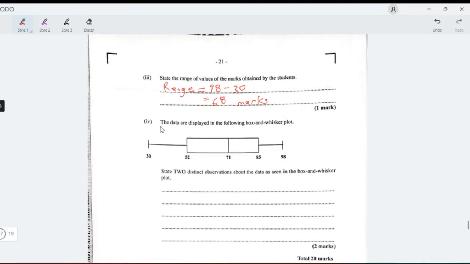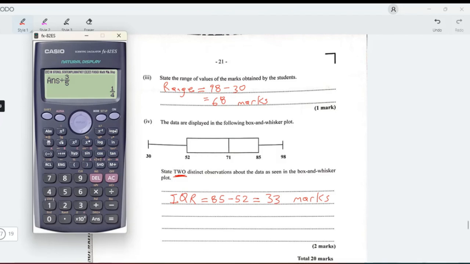Now it says, this is the data displayed below. State two distinct observations seen from the data. So state two, remember it says two. From the data, we can state that the interquartile range is 85 minus 52, which is 33 marks. Just to be sure, I don't want to make any calculation error: 85 minus 52, yeah, 33.